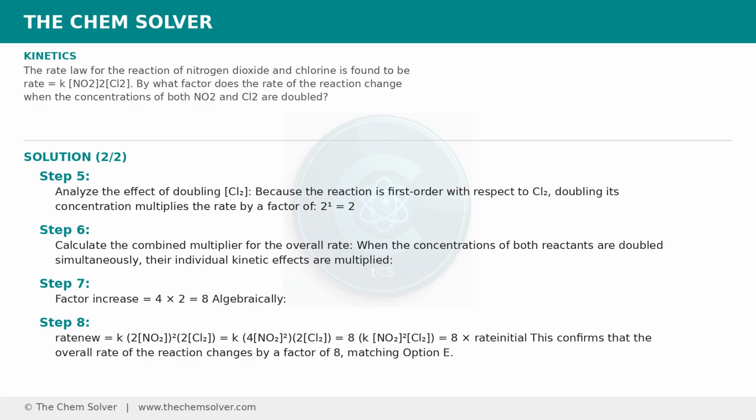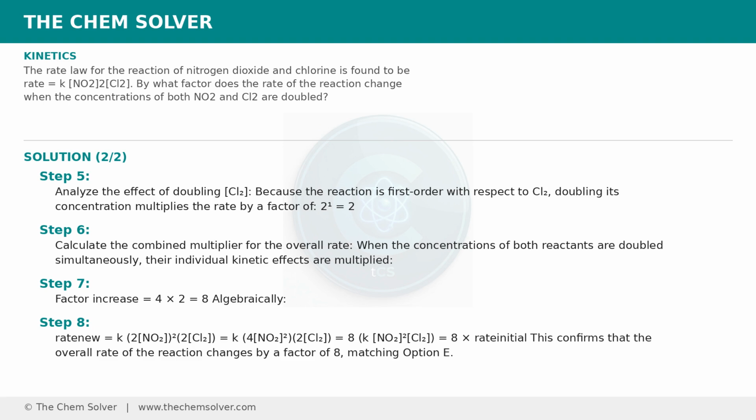Algebraically, rate new equals k[2N2]^2[2Cl2], equals k times 4[N2]^2 times 2[Cl2], equals 8k[N2]^2[Cl2], equals 8 times rate initial.